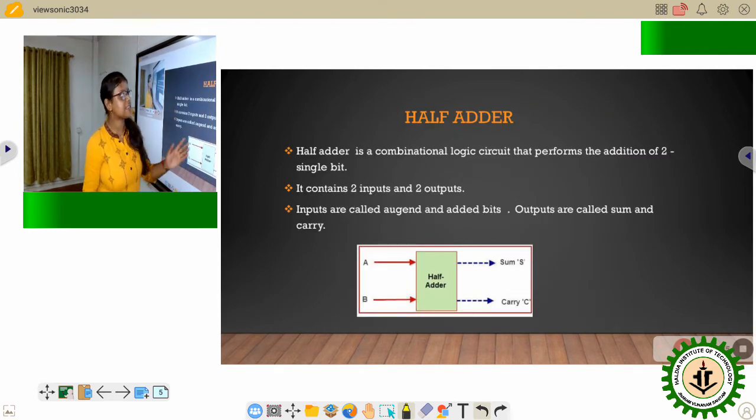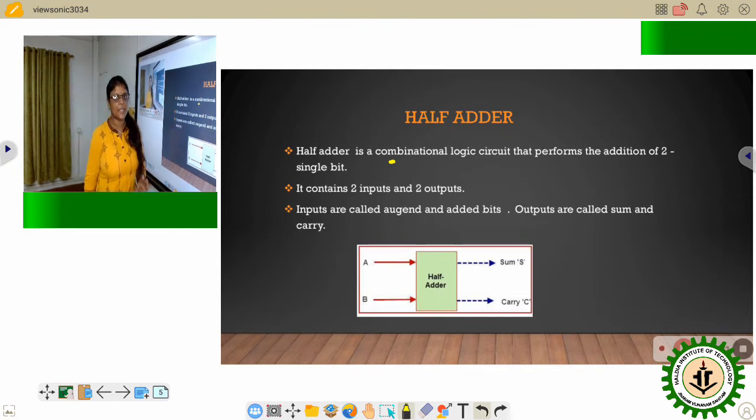In the previous case I have already told you that the adder is mainly an arithmetic combinational circuit. As we all know, adder means addition of a bit or a digit. Adders are of two types, half adder and full adder. A half adder is an arithmetic combinational circuit that performs the addition of two single bit digits.